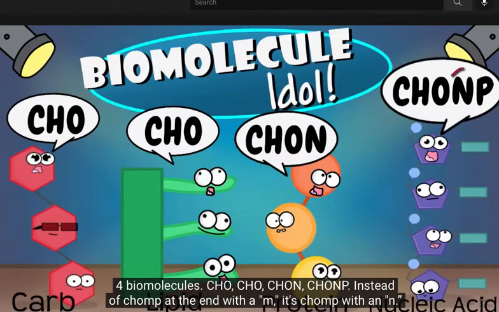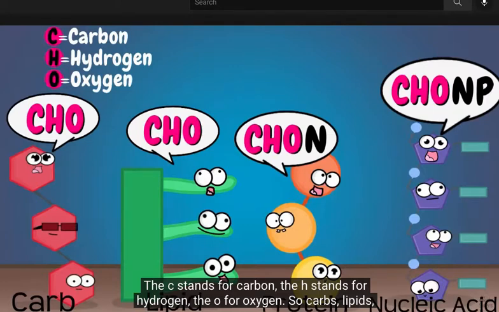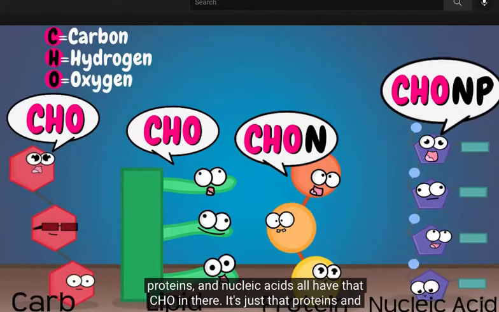CHOMP at the end with an N. The C stands for carbon, the H stands for hydrogen, the O for oxygen. So carbs, lipids, proteins, and nucleic acids all have that CHO in there.